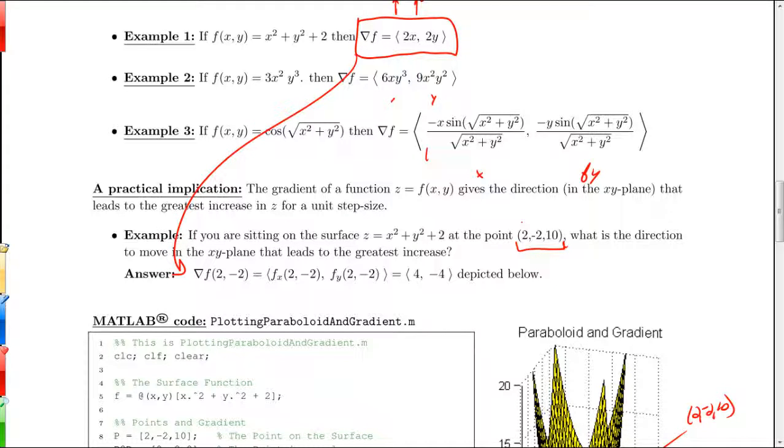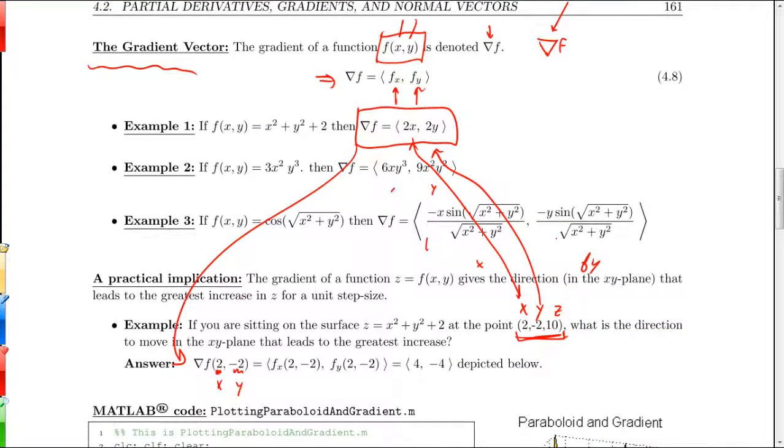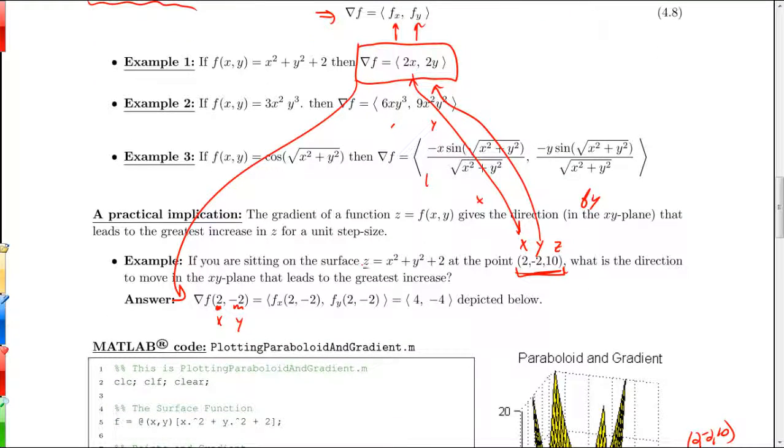And I want x is 2 and y is negative 2. So I put 2 into there and negative 2 into there. That's what I mean by the gradient of f at 2, negative 2. And I'm getting it right from my point, x and y. The next one is z. And z is just x squared plus y squared plus 2. It comes from the actual function right here.